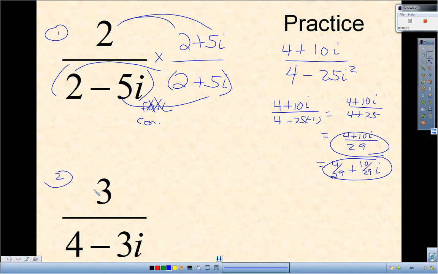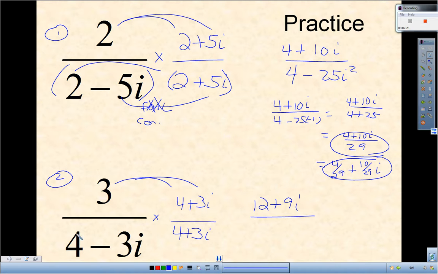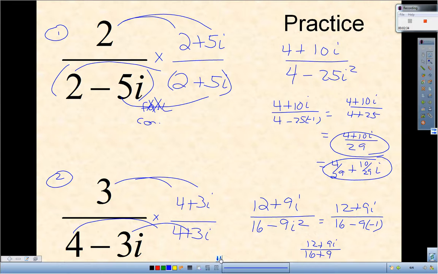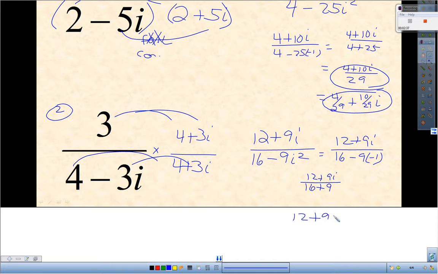Alright, for the second one, again, multiply by its conjugate. So 4 plus 3i, 4 plus 3i. I'm going to distribute in the numerator, and that'll give me 12 plus 9i. In the denominator, I just do first and last, so that'll give me 16 minus 9i squared. Remember that the i squared is negative 1, so that'll be 12 plus 9i over 16 plus 9, and then that'll be 12 plus 9i over 25, and you could leave it like that, or break it apart, and that'll be 12 over 25 plus 9 over 25i.